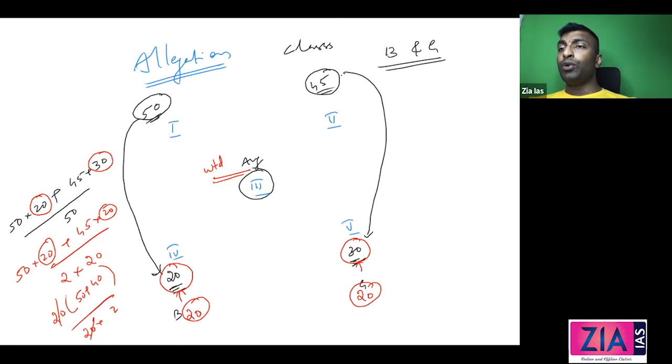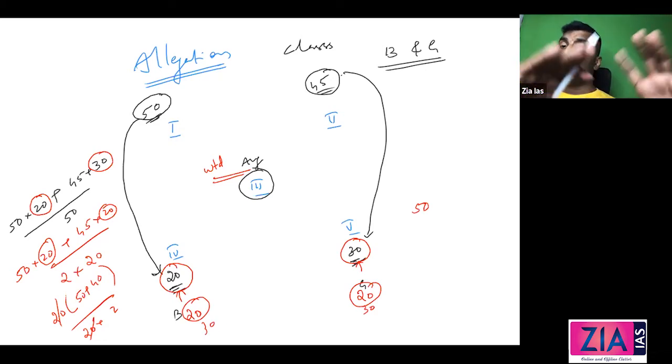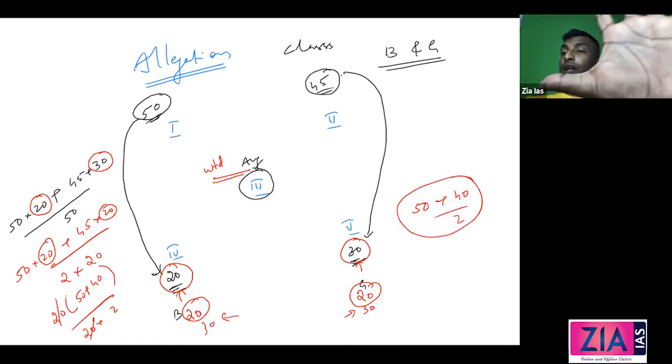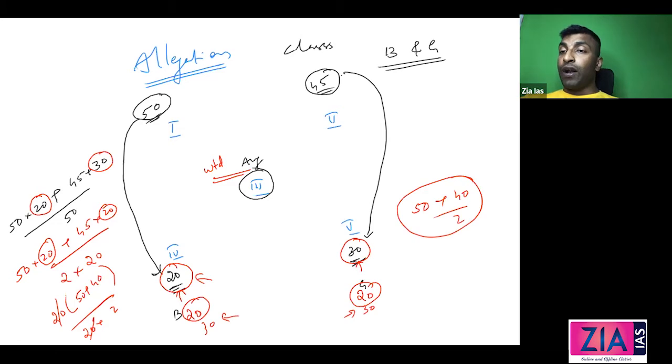So what I need to do, if the numbers are same, whether it is 20 or 30 or 100, I don't want to multiply 50 into 100 and 45 into 100 divided by 200. No need to do that. If I see the numbers are same, 50 plus 40 divided by 2, simple average is what I need to take.